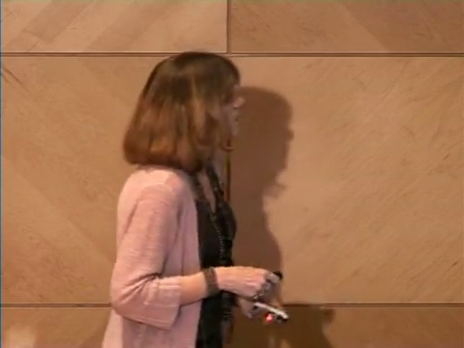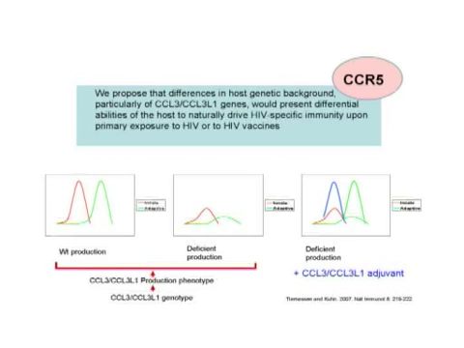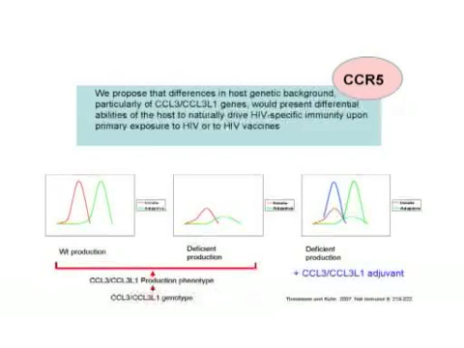So what we've proposed in terms of these molecules, and this is a very simplistic model, is that differences in host genetic background, and particularly of these genes, would present the host with different abilities to drive HIV-specific immunity on primary exposure to HIV or even to HIV vaccines. So individuals have what we've almost termed a natural adjuvant ability. Your ability to drive that is encoded in your genes. The important thing, and I've just put CCL5 there, is that we don't forget that the main functions of these molecules are through CCL5. So it's this axis that may be very important.